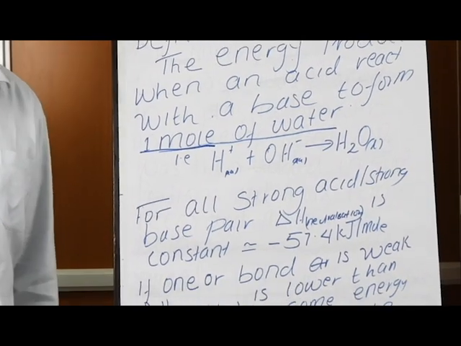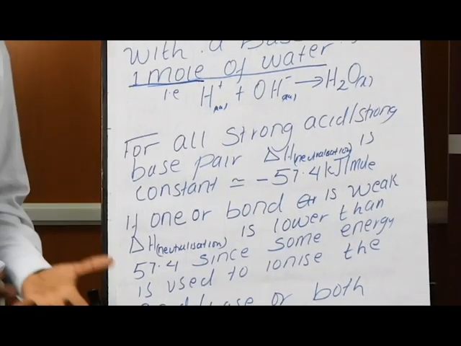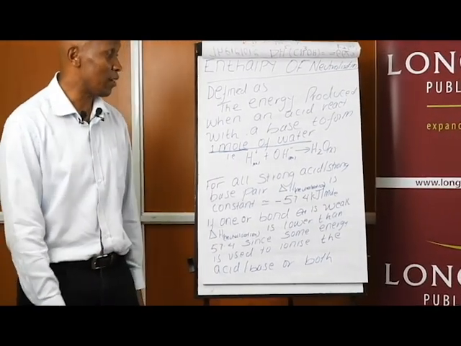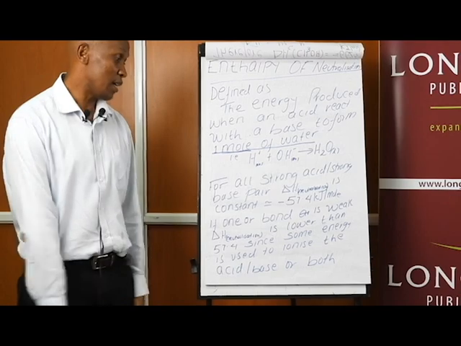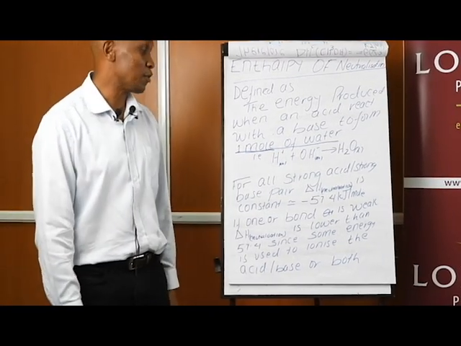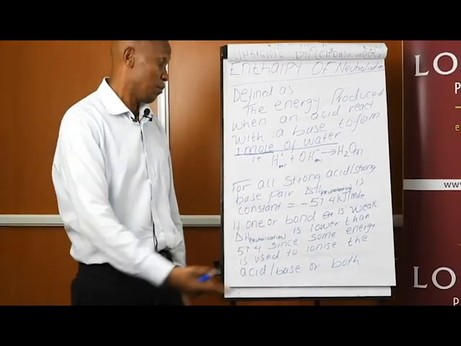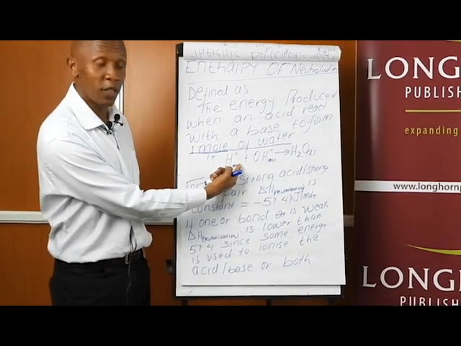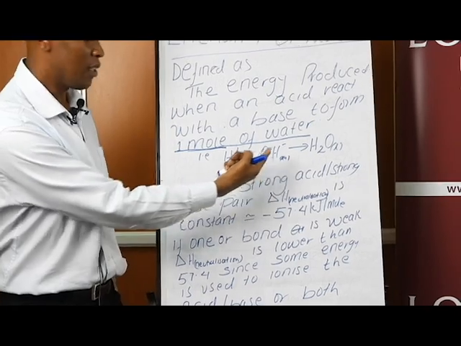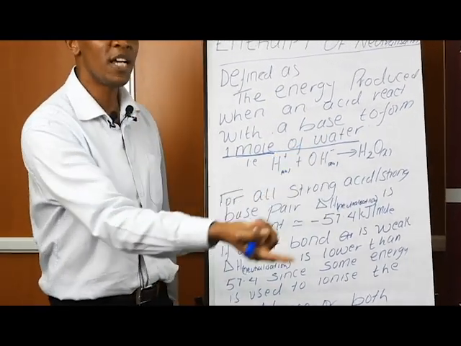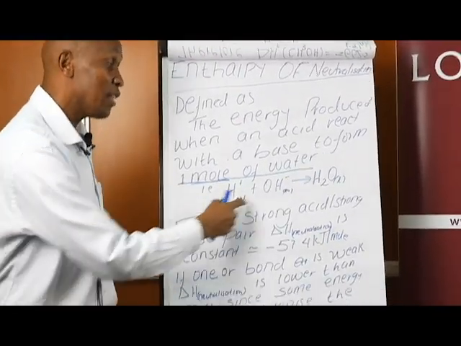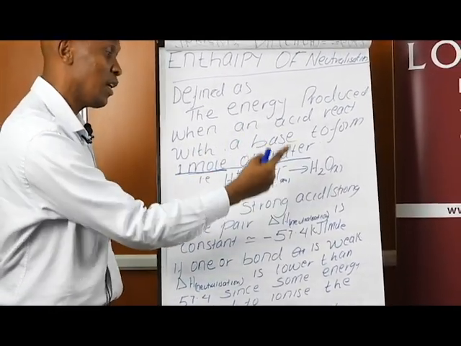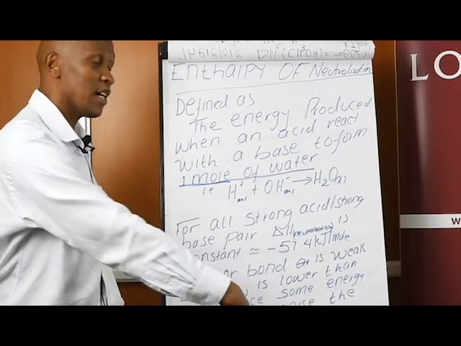I need to note that for all strong acid, strong base pairs, the enthalpy of neutralization is going to be constant. Now, what do you mean by a strong acid? One that undergoes complete ionization. A strong base is one that undergoes complete ionization to form hydroxide ion. The acid should of course form hydrogen ion. That is understandable because at the end of the day, the sulfate, the nitrate, the chloride, the sodium, the potassium will just be spectators. The only species taking part in the reaction are the hydrogen and the hydroxide.